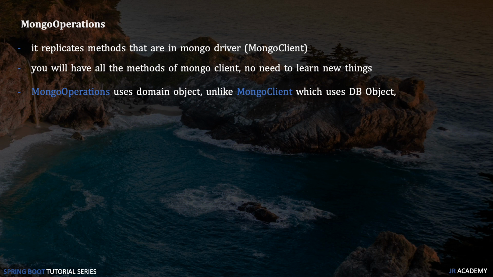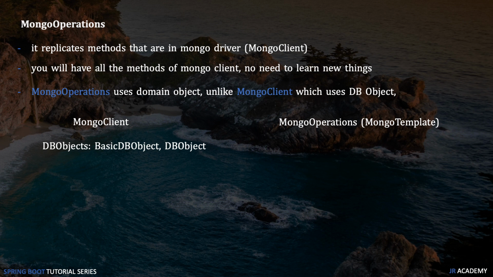So what is the meaning of that? If you remember, in the previous tutorial we discussed Mongo client, and we saw that to perform operations with Mongo, we have to create a basic DB object. This basic DB object is a kind of hash map for us, but it is a different kind of object. So every time you want to perform any operation with Mongo, you have to put your instruction set into this basic DB object, because Mongo client cannot use our domain object. Domain object means the employee class that we have already created.